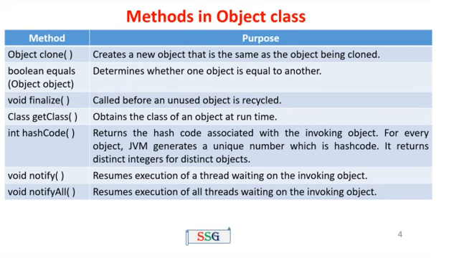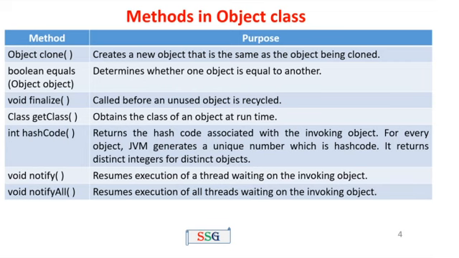Okay. The next one, Class getClass. Here the method name is getClass. The return data type is Class. It obtains the class of an object at runtime. The next one, int hashCode. The method name is hashCode. The return data type is integer. This function returns the hashcode associated with the invoking object. For every object, the JVM generates a unique number which is called the hashcode. It returns a distinct integer for different objects. That means each and every object has a unique hashcode.